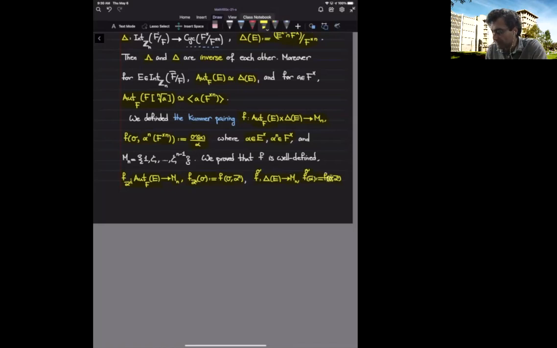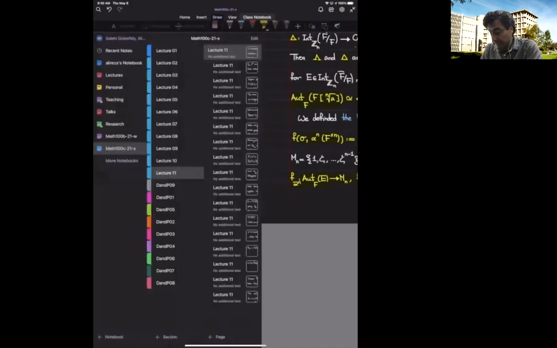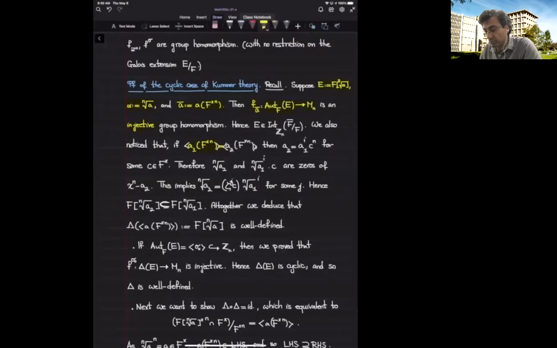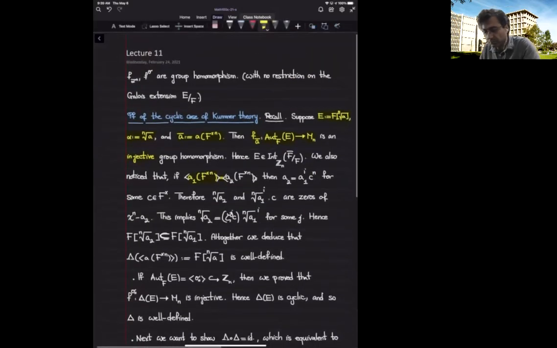So again, fixing sigma, given alpha bar to the n, maybe it's better to put a power n over here to become compatible with the previous notation. So we end up getting group homomorphisms. Again, these are the results that we proved in the previous lecture. So both f sub alpha bar to the n and f sub sigma are group homomorphisms.